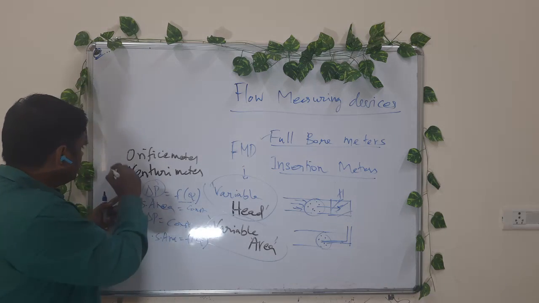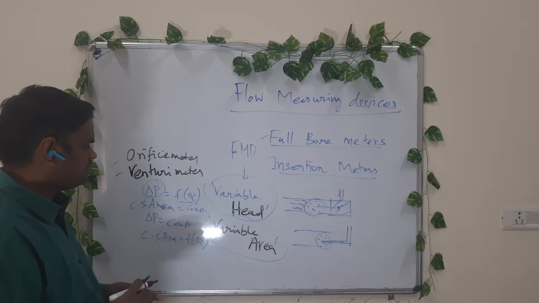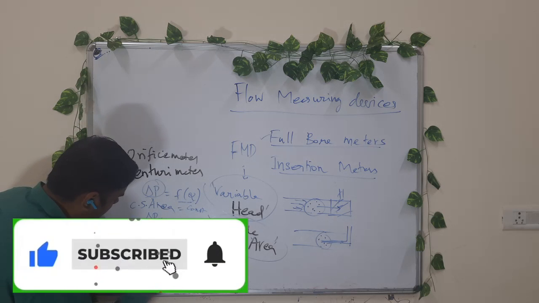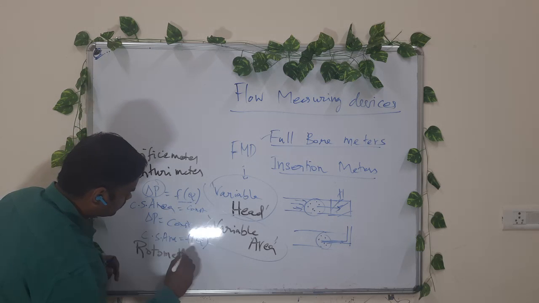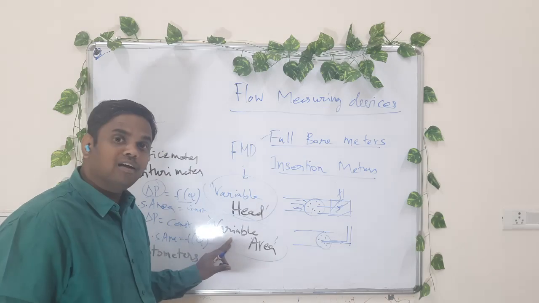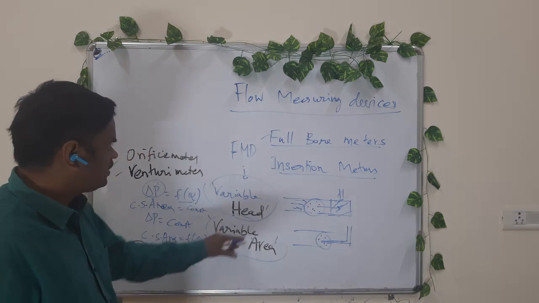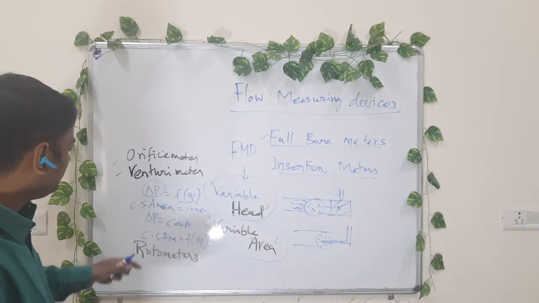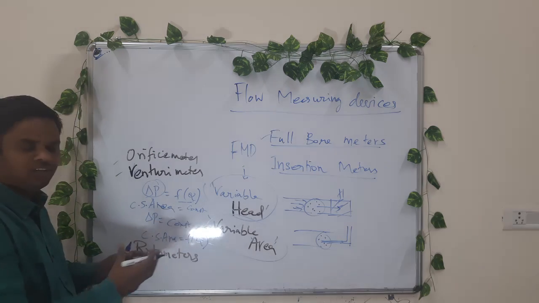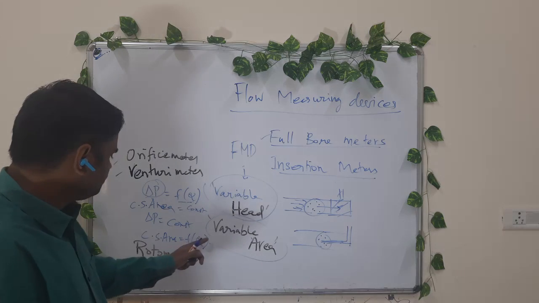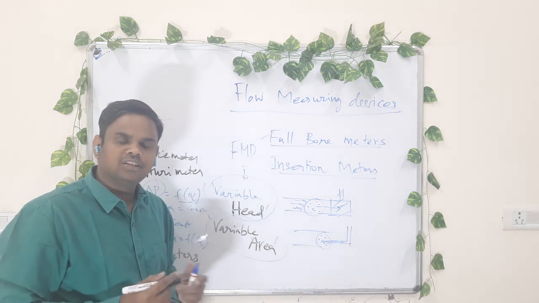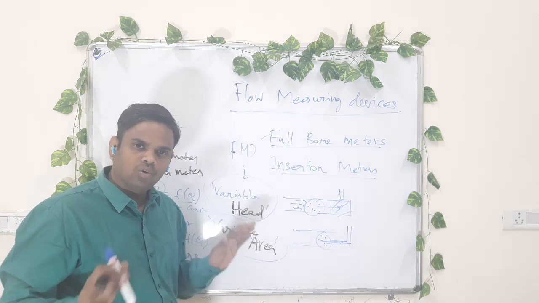Okay, so that is variable head meters, whereas in case of variable area meters, we have an example of rotameters. The rotameter is again a variable area flow measuring device. It is again a full bore meter, in which the pressure drop will remain constant and the cross section area will keep changing with respect to the change in the volumetric flow rates. So in this lecture we are going to discuss in detail about rotameters.